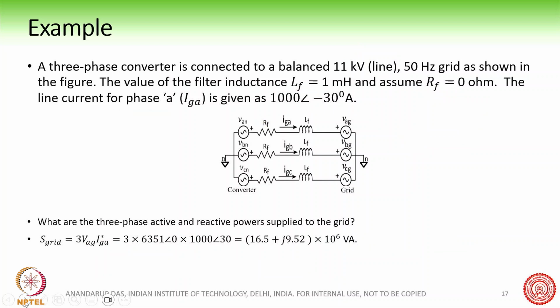And then what are the three-phase active and reactive power supplied to the grid? You can always get it: S grid is 3 VAG IAG star. So this will be equal to 3 into 6351 at an angle 0, where 3 is because of the three phases, and then 1000 at an angle 30, IAG star. When you put it in, this will come out to be 16.5 megawatt and 9.52 megavar. This is the answer of how much three-phase active and reactive power is supplied to the grid. You can find it out yourself.